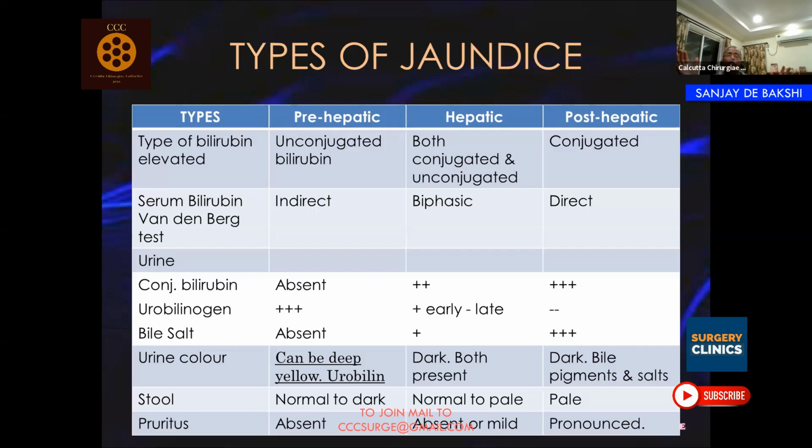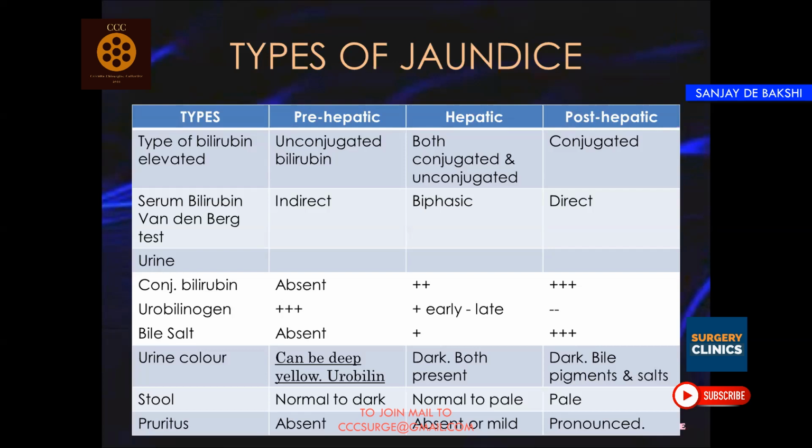So type of bilirubin elevated: unconjugated bilirubin in prehepatic; hepatic, both conjugated and unconjugated; post-hepatic, conjugated. Serum bilirubin Van den Bergh test: indirect in prehepatic; biphasic for hepatic, you have both direct and indirect going up; post-hepatic is principally direct. Conjugated bilirubin in urine is absent in prehepatic.